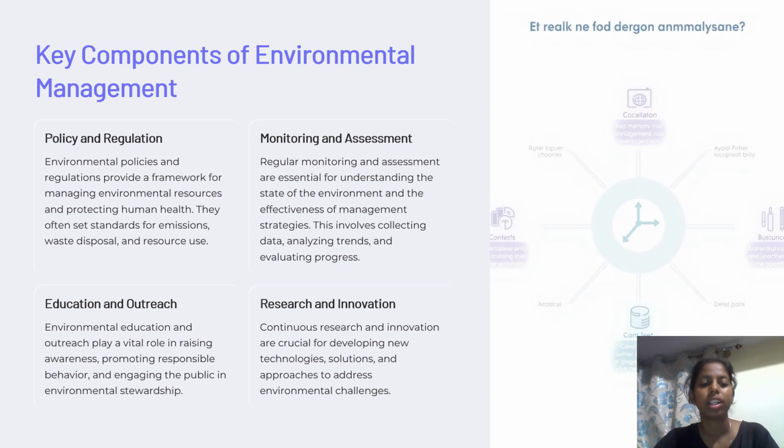Education and outreach. Education and outreach in environmental management is nothing but every person in the environment needs to understand the importance of environmental management as they sustain in the environment. And outreach is engaging the public in environmental stewardship, like bringing awareness towards them, promoting and realizing the responsibility towards the environment to the people or to the public. This is called education and outreach.